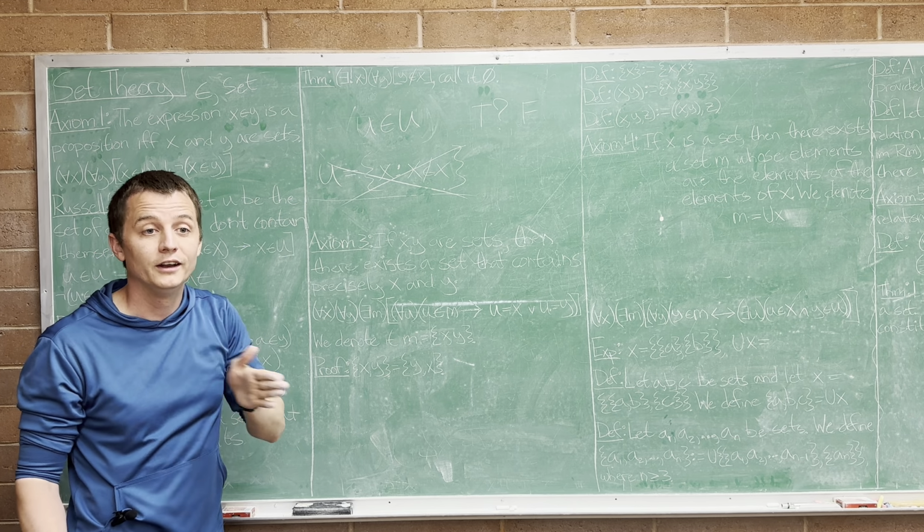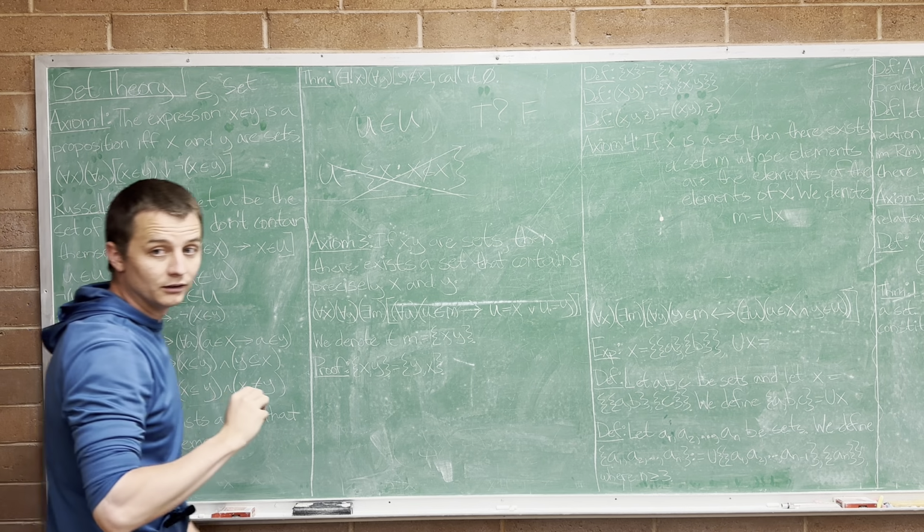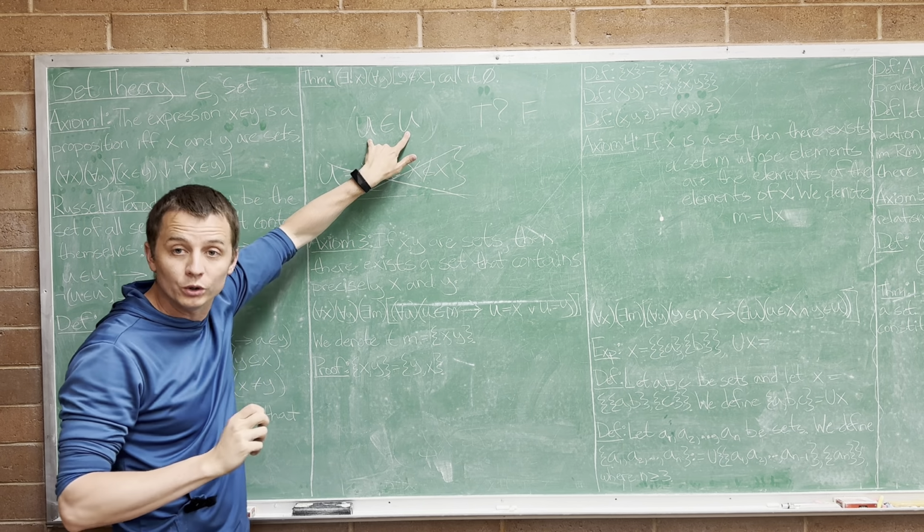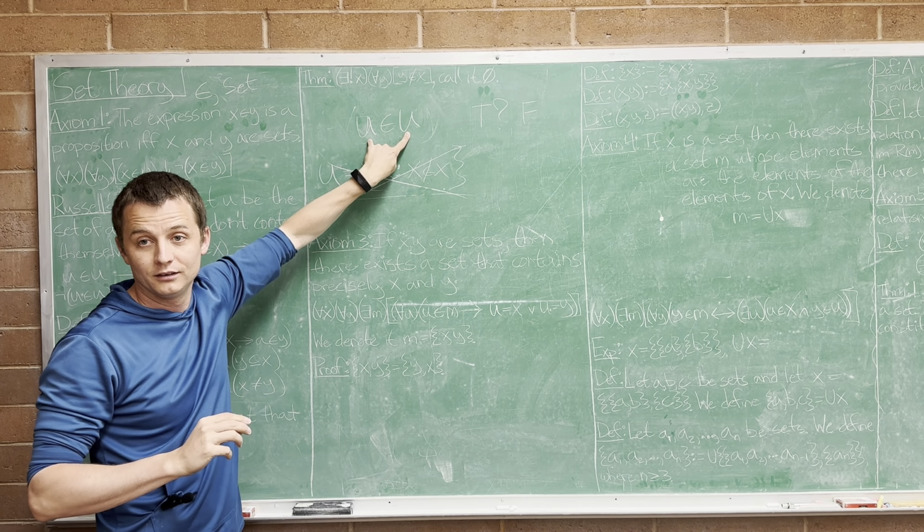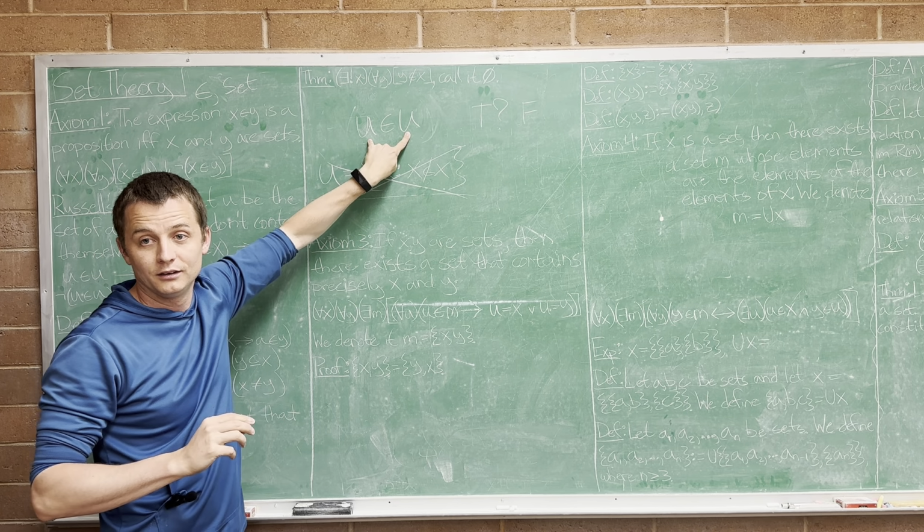So this is not a proposition. What does Axiom 1 say? The expression is a proposition if and only if X and Y are sets. So this is a proposition if and only if U is a set. And it's not a proposition, so U can't be a set. You can't just go around defining sets into existence.